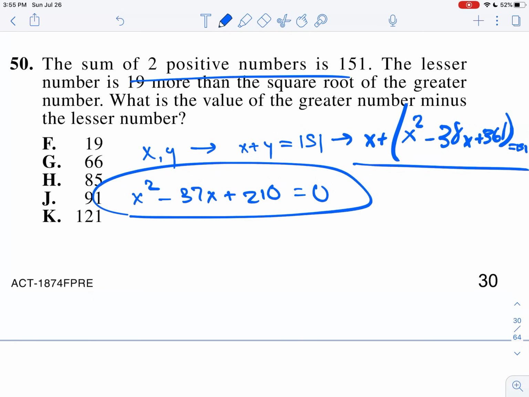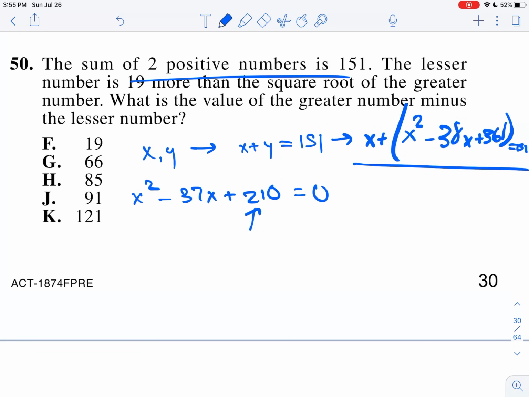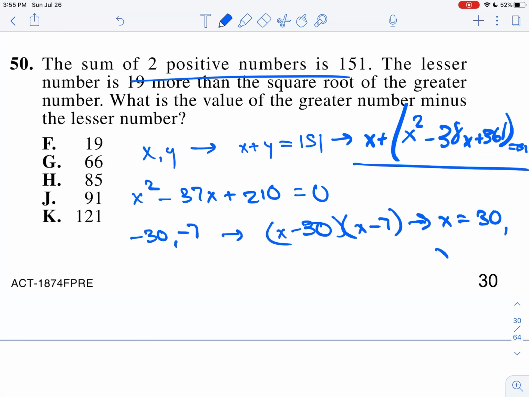And so solving this is just a matter of quadratic formula or factoring or using your calculator to graph it out. The way I would do it, I would solve by factoring because it's doable. So you take two factors of 210 that equal negative 37. So you get negative 30, negative 7. Yeah, those two work. So you do x minus 30, x minus 7. So your answers are x equals 30, x equals 7.